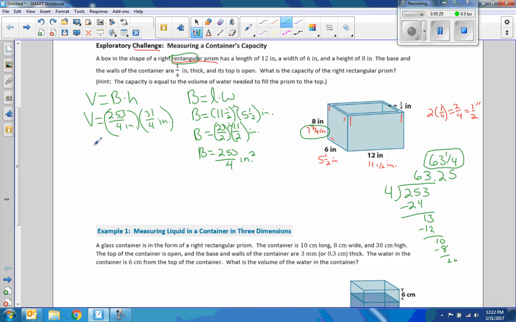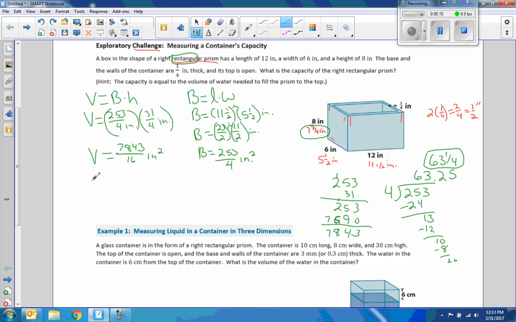Okay, so now when I multiply, I get the top times the top. So 253 times 31. 3 times 3 is 9, 5 times 3 is 15, 3 times 2 is 6, plus 1 is 7. Then 3 times 3 is 9, 5 times 3 is 15, 6, 7, 8, 7, so 253 times 31 is 7,843, divided by 4 times 4, which is 16 inches squared.